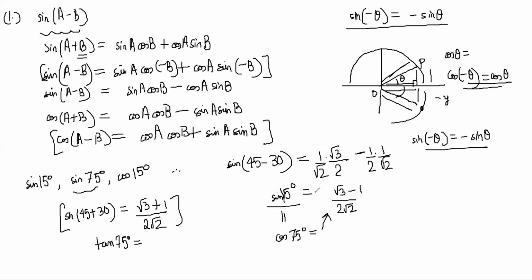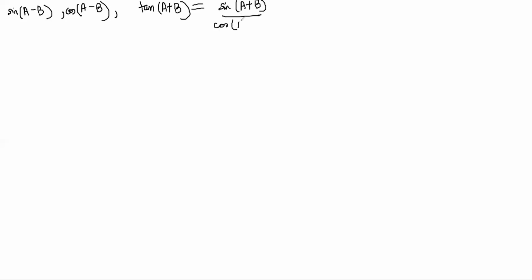Now, this is the first two formulas. So you have gotten sine a minus b, cos a minus b. Next one was what in our list? Tan a plus b or something, right? Tan a plus b is obvious. It's equal to sine a plus b by cos a plus b.